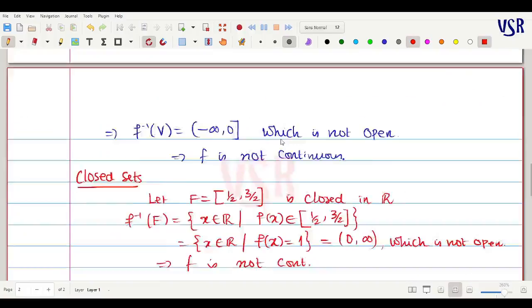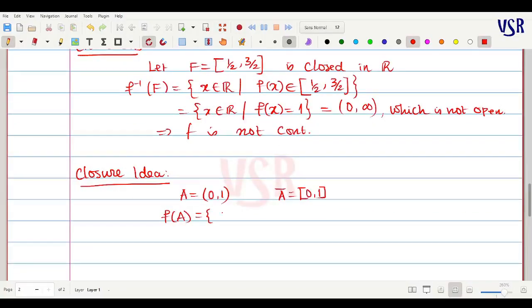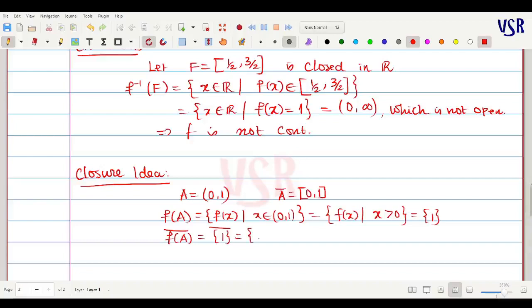So its range is the set of all f of x such that x belongs to the open interval 0 comma 1. That is, x is greater than 0, so we get only 1. So this is the singleton {1}. So the closure of f of A is the closure of the singleton {1}, which is equal to the singleton {1}.